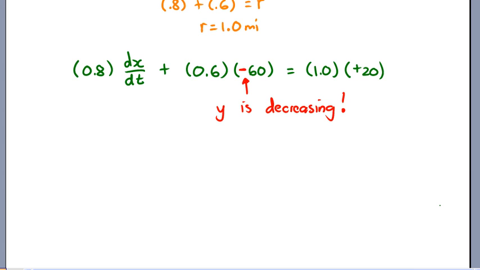Once you've done that, then everything just falls into place and you find out that dx/dt, this would be a velocity, it's the velocity of the speeding car, is a positive going away from the intersection 70 miles per hour.